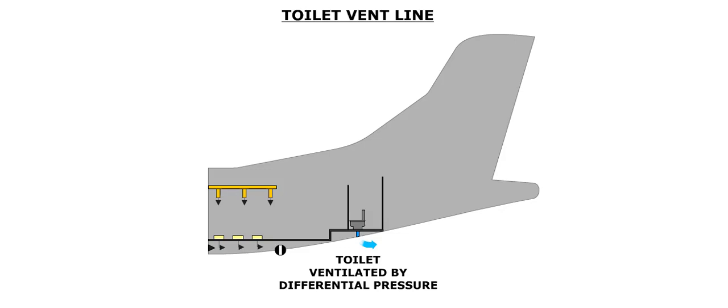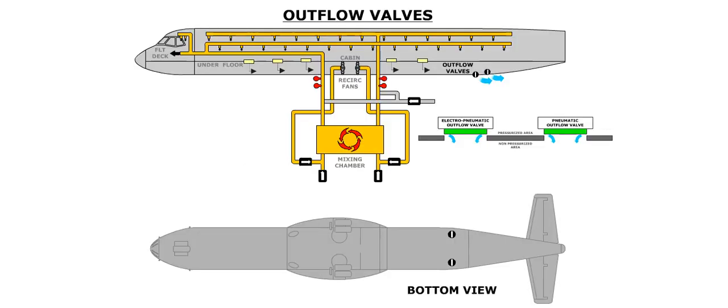The lavatory is ventilated through a vent line. Airflow is generated by cabin differential pressure. Cabin pressurization is maintained by constricting the amount of air that is exhausted overboard. This is accomplished by modulating two outflow valves between open and closed positions. The outflow valves are located on the bottom side of the aft fuselage.